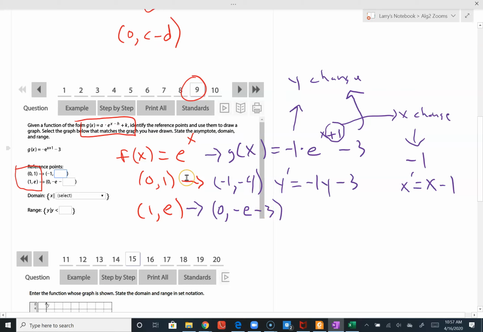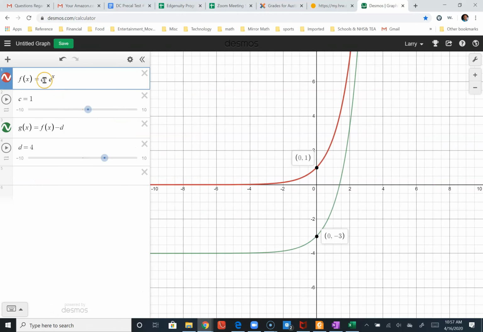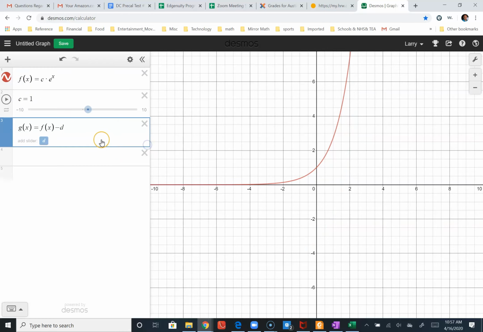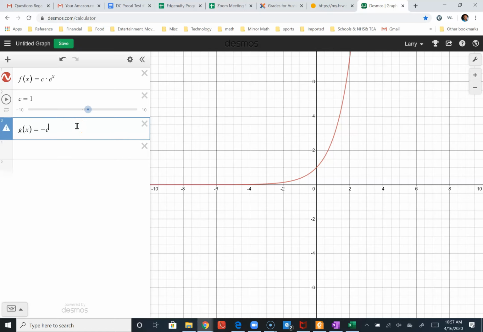And let's look at Desmos to see this. All right, we've got e to the x, that's our f of x. And then now in our g function, our g function is going to be negative e to the power of x plus 1 up there in that exponent. And, whoops, we need to begin the exponent with that.